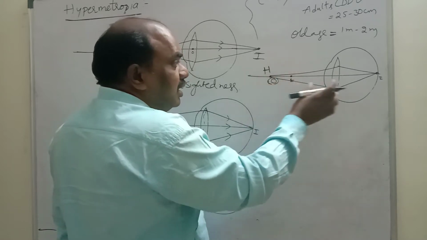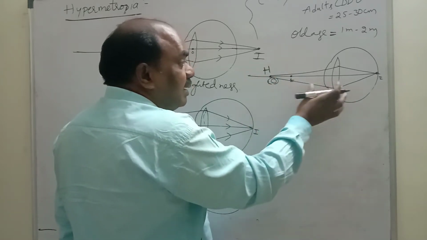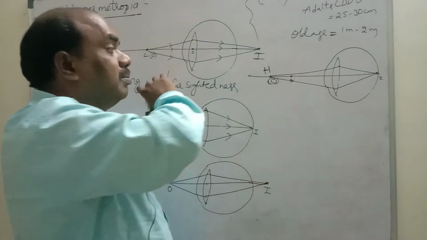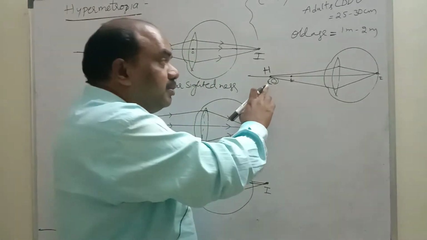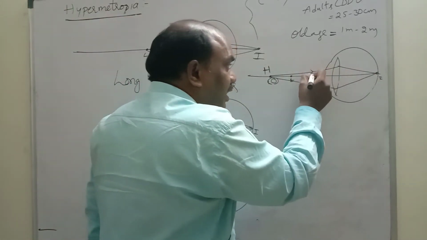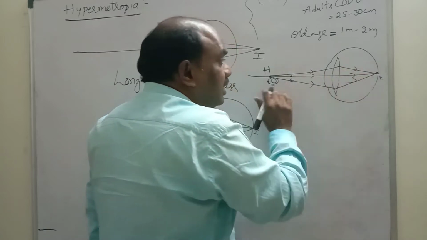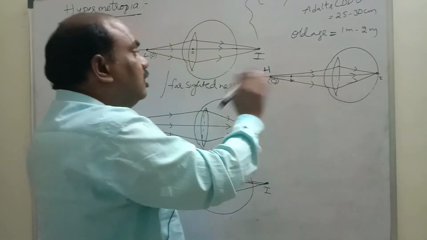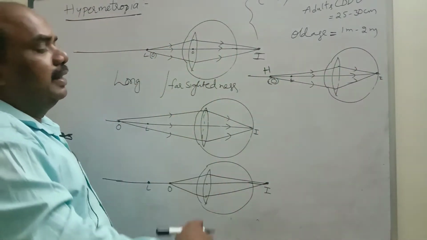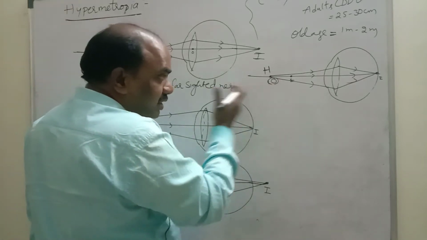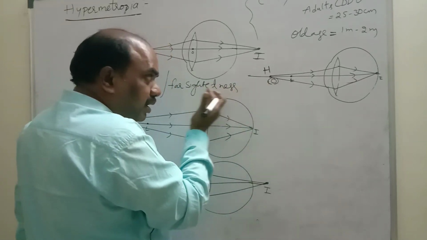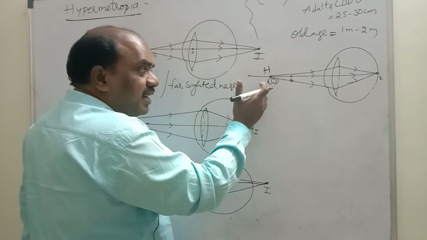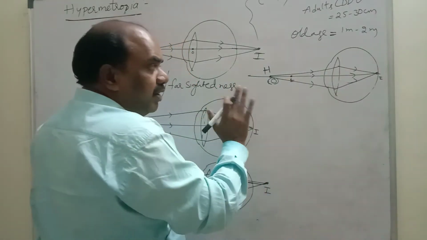H is the minimum distance at which the hypermetropia patient can see clearly. If the object is at H, he can see clearly. Before this H, the image forms beyond the retina of the eye, so the person cannot see clearly. If the object is very far beyond H, the image forms on the retina of the eye, no problem.